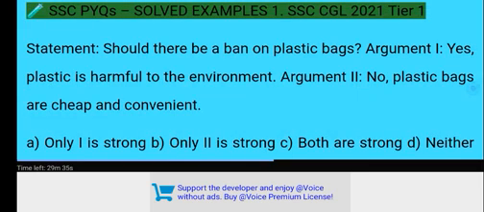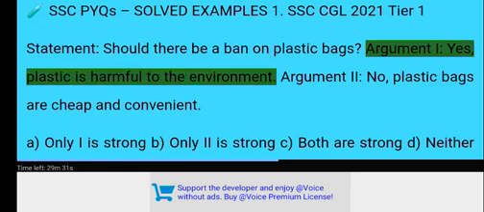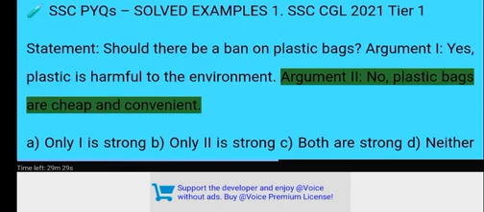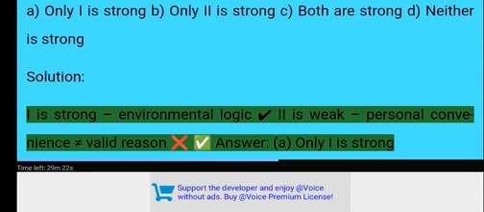SSC PYQs, solved examples. 1. SSC CGL 2021 Tier 1. Statement: Should there be a ban on plastic bags? Argument 1: Yes, plastic is harmful to the environment. Argument 2: No, plastic bags are cheap and convenient. A. Only 1 is strong. B. Only 2 is strong. C. Both are strong. D. Neither is strong. Solution: 1 is strong, environmental logic. 2 is weak; personal convenience does not equal a valid reason. Answer: only 1 is strong.